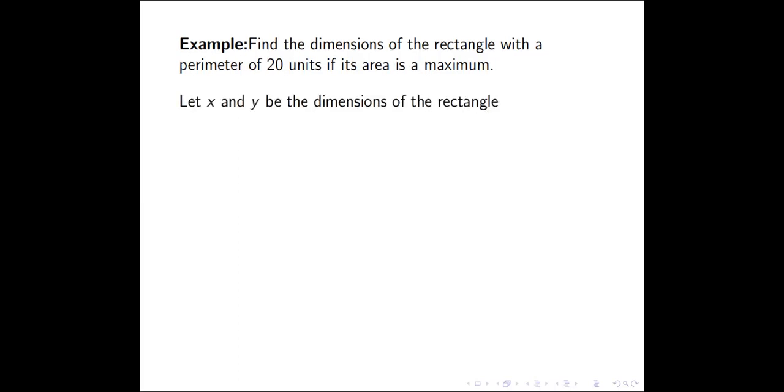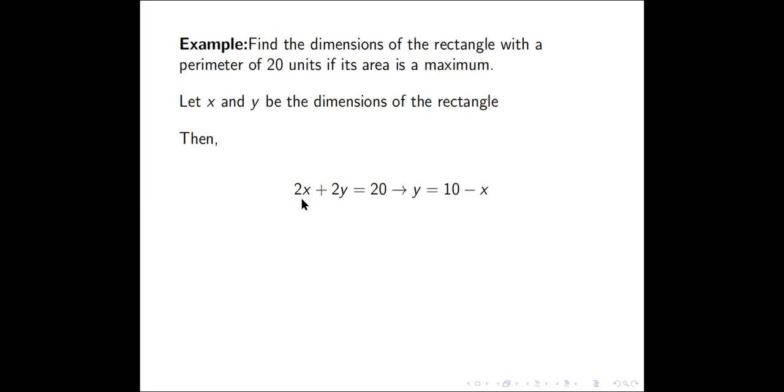So let's begin by assigning variables to the dimensions of the rectangle as usual, x and y, length and width. Then how do we get the perimeter? It's 2 times the length plus 2 times the width. So that will be 2x + 2y. But we are told that its perimeter is fixed at 20, so we set that equal to 20, giving us a relation between x and y.